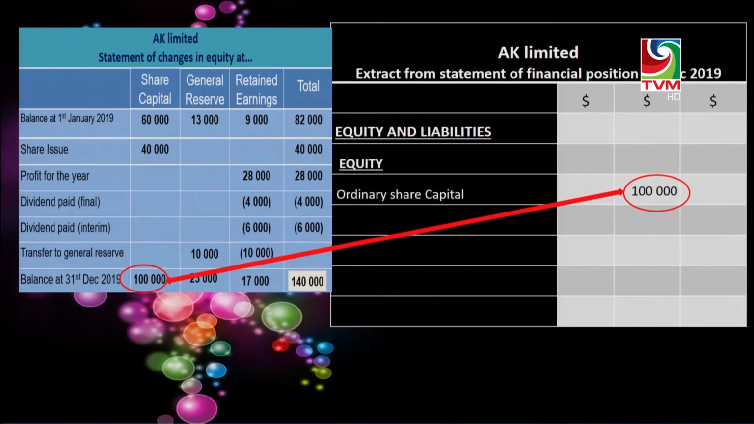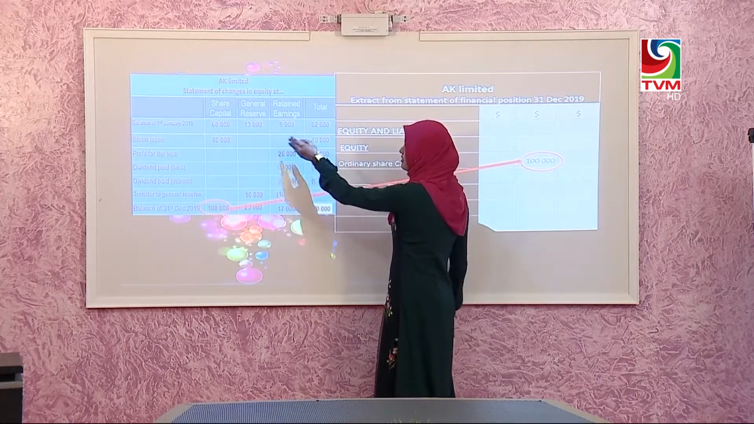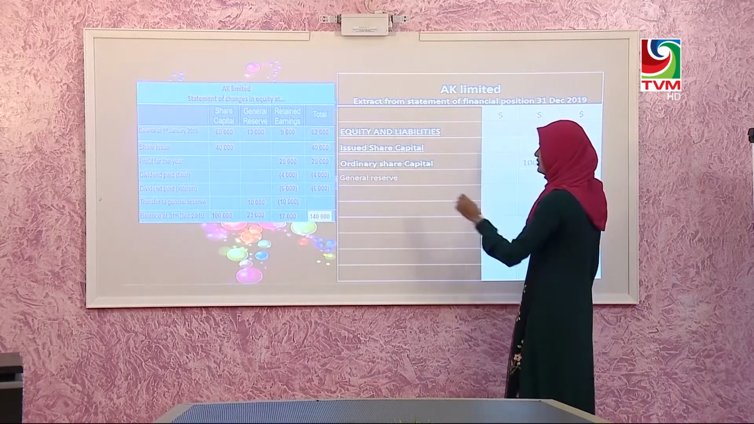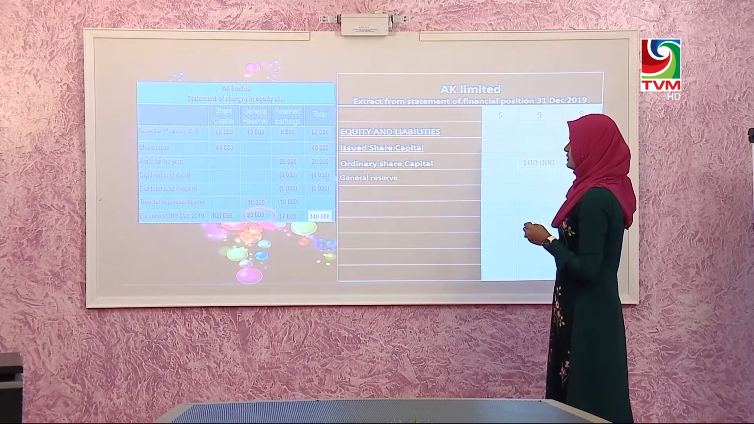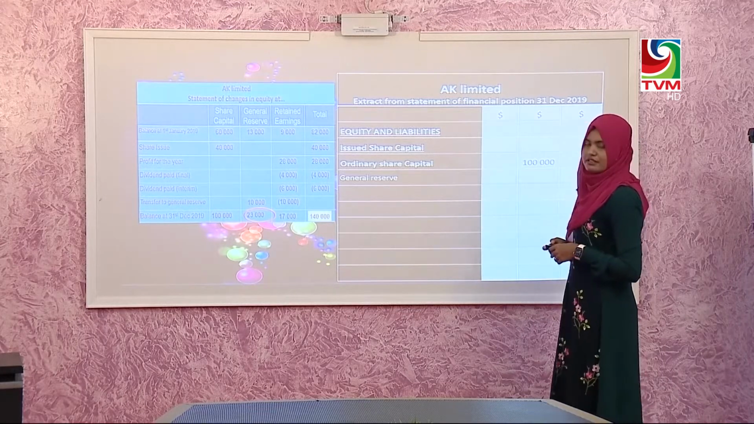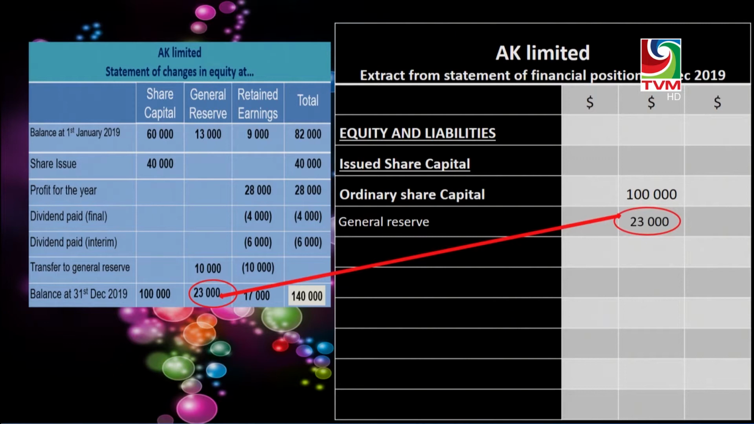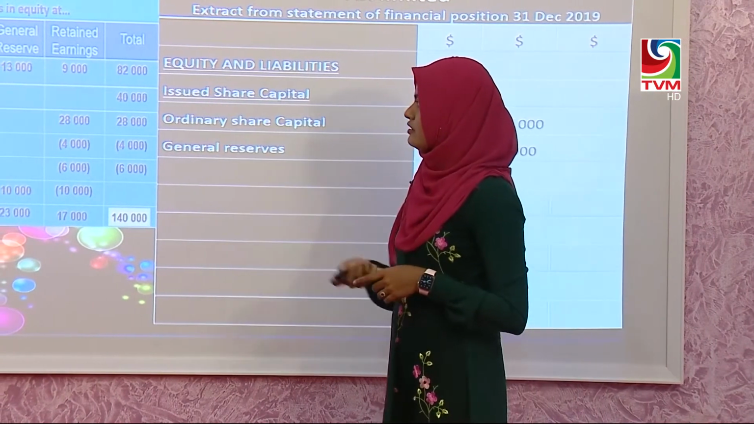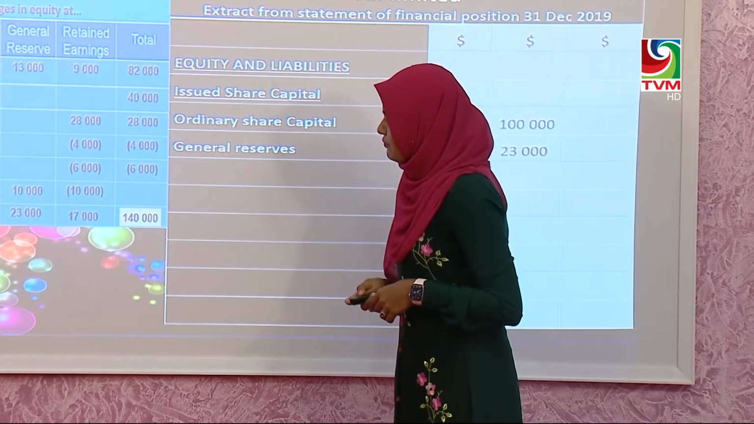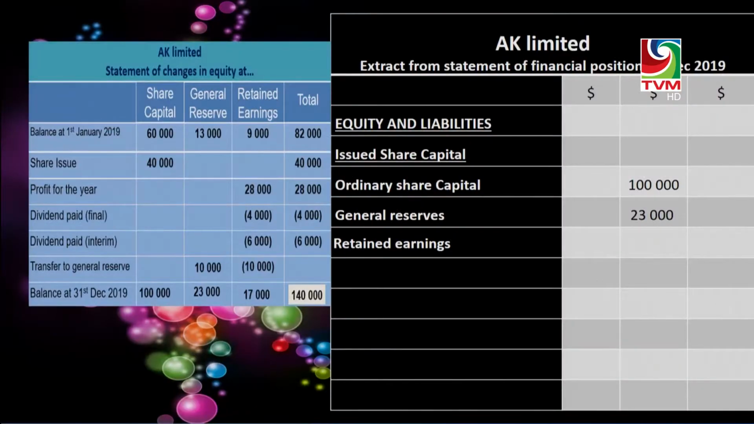Then after that you can see there are the two reserves of the business. One is the general reserve and the other one is the retained earnings. So after ordinary share capital, we will be recording the total of the general reserve. You can see the total of the general reserve at 31st December 2019 is 23,000, and that total has to be transferred to the statement of financial position. And the last one here is the retained earnings. So we will be taking the total over here also. First write the retained earnings in the statement of financial position. Now transfer the total of retained earnings as 17,000 here.